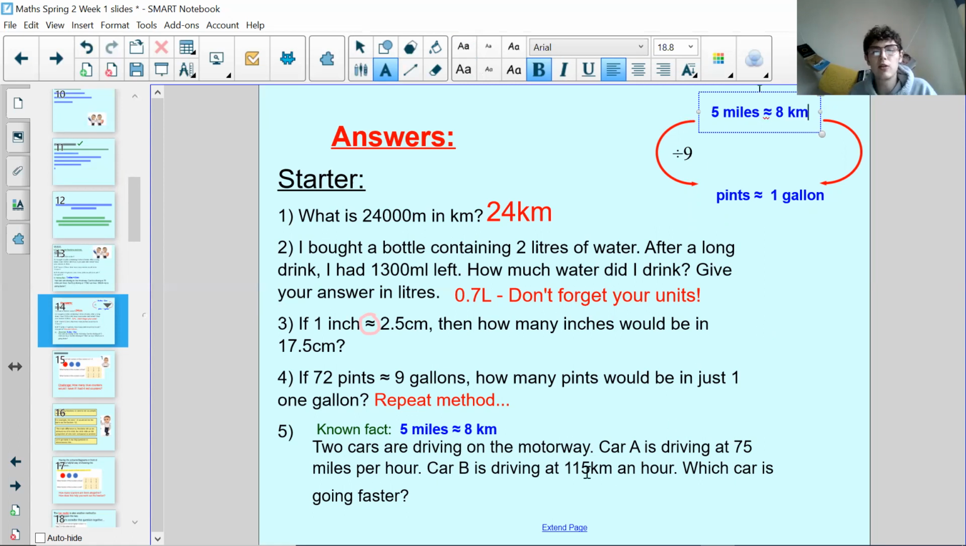Two cars are driving on the motorway. Car A is driving at 75 miles an hour, and car B is driving at 115 kilometers an hour. Which car is going faster?